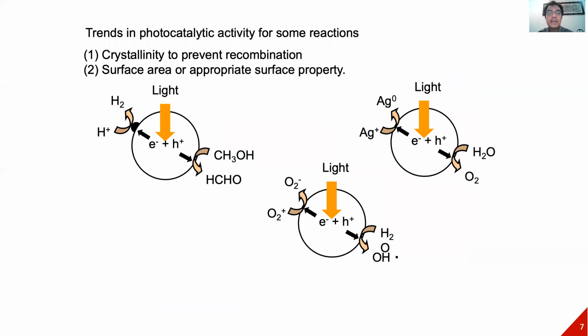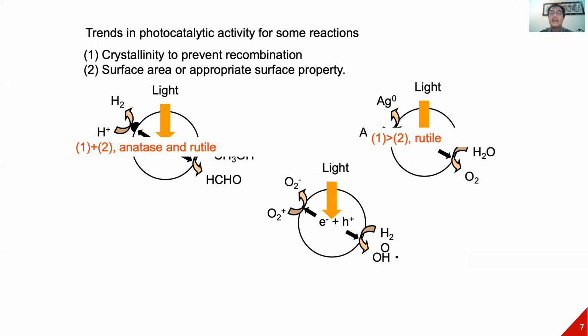So I have three examples here. On this slide, the trend of the photocatalytic activity of some reactions is shown. Before this, we know that the crystallinity and surface area affect the photocatalytic reaction. And the first example is the oxidation of methanol to aldehyde, where both high crystallinity and high surface area, and also the presence of the anatase and rutile phases, play a role in photocatalytic oxidation of methanol to aldehyde.